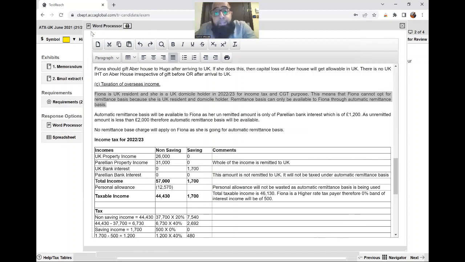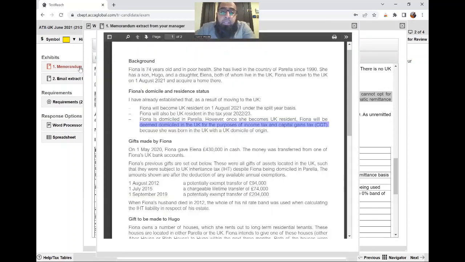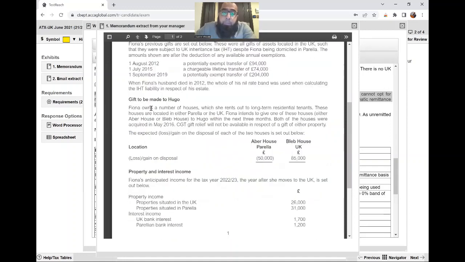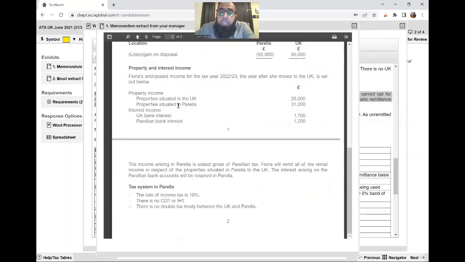Okay, so what's next? Next is automatic remittance basis. Now, automatic remittance basis is available when the unremitted amount is less than £2,000. When we talked about Fiona, her overseas income included two amounts. One was property income on property situated in Kerala, and the second one was parallel bank interest. The other two incomes were of the UK.